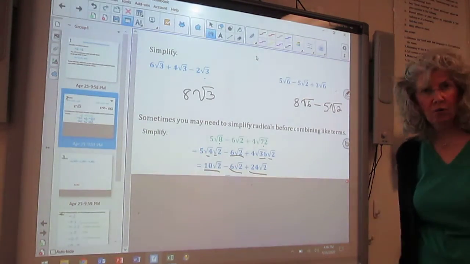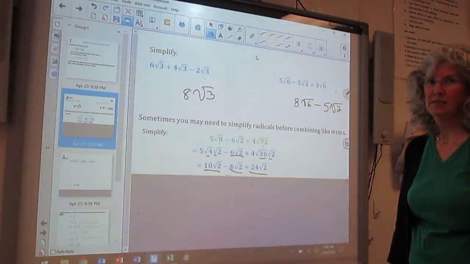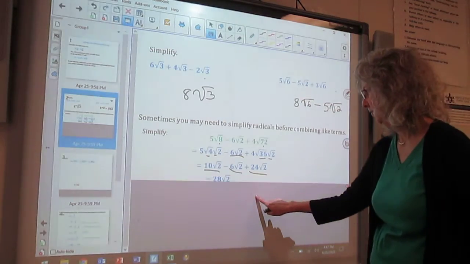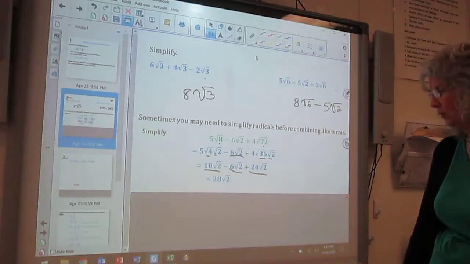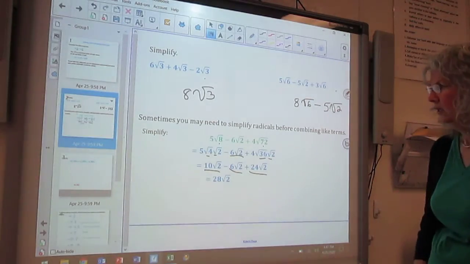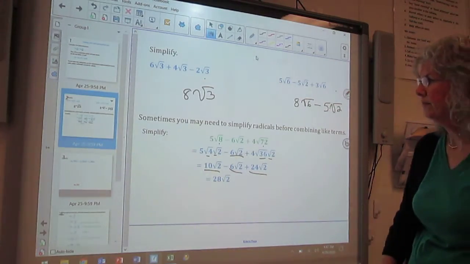Now, lo and behold, those are all like radicals, and we can add them. And we get 28 times the square root of 2. And that's the end of that one.